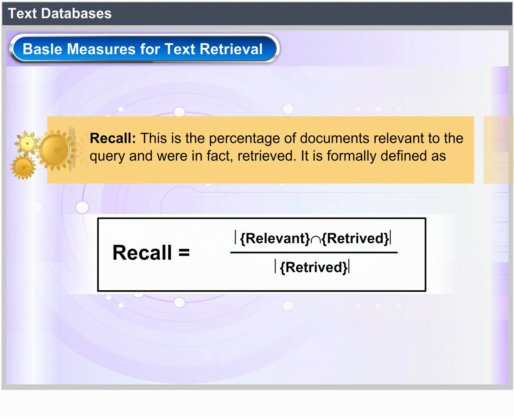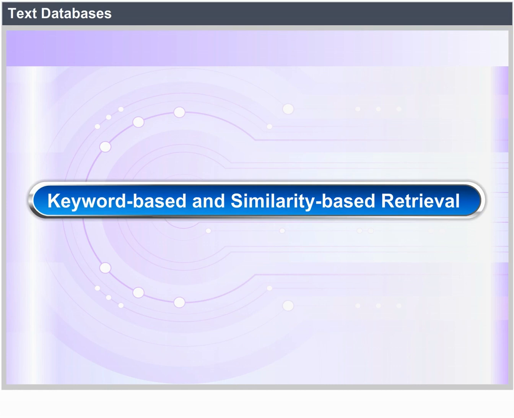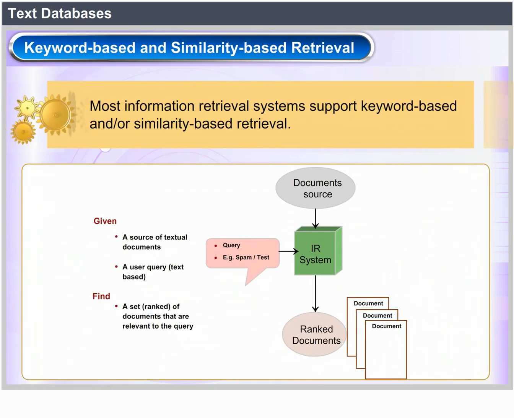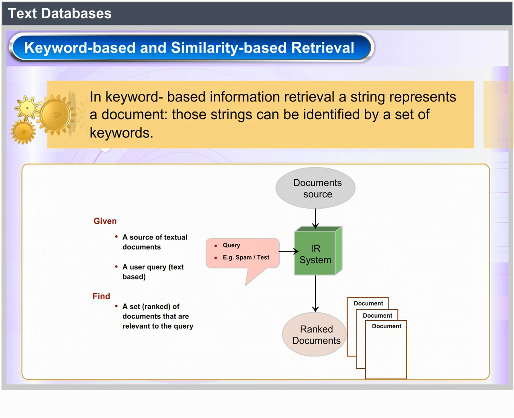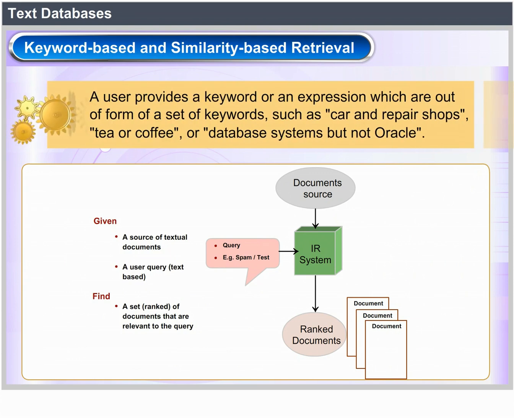Keyword-based and similarity-based retrieval. Most information retrieval systems support keyword-based and/or similarity-based retrieval. In keyword-based information retrieval, a document is represented by a string which can be identified by a set of keywords. A user provides a keyword or an expression formed out of a set of keywords such as car and repair shops, tea or coffee, or database systems, but not Oracle.